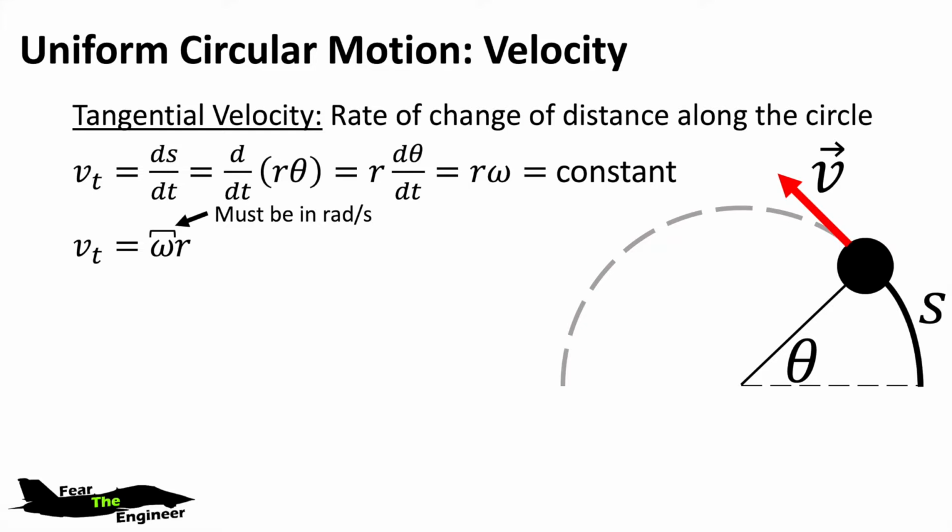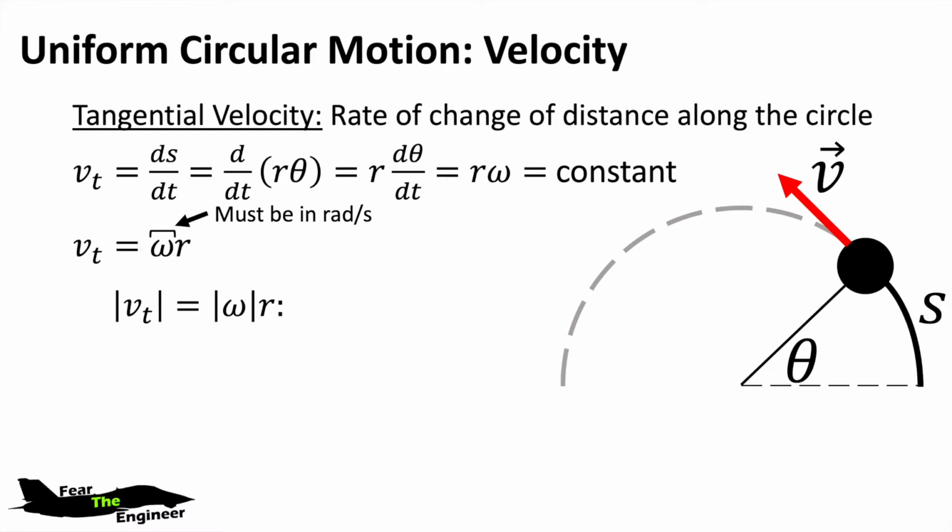The tangential velocity has a magnitude and a direction. The magnitude tells us how quickly the particle is moving. We call this the tangential speed. We can find it by multiplying the magnitude of omega by the radius. One equation for the magnitude of omega is 2 pi over T.